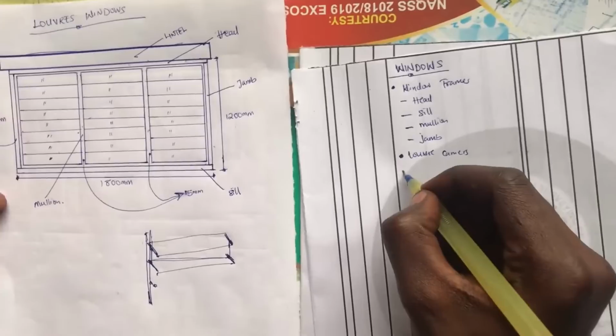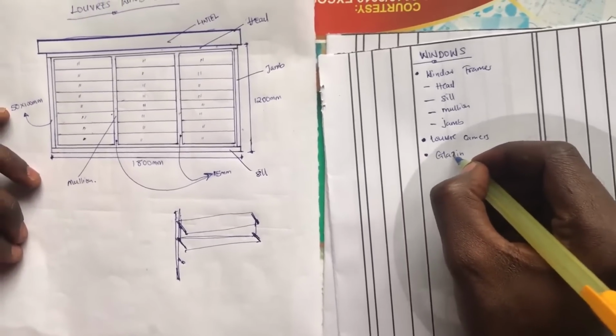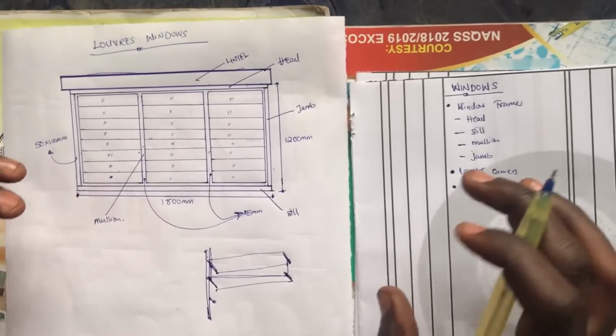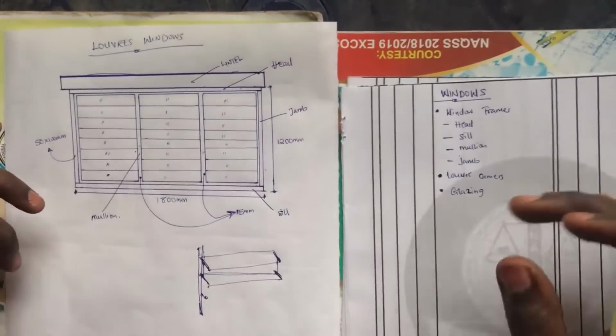And then after we are done measuring for louver carriers, we'll move down to glazing. Like I said, the concept of measuring for doors and windows is very simple, and you just need to understand that when there is a glass, you need to calculate the size of the glass.